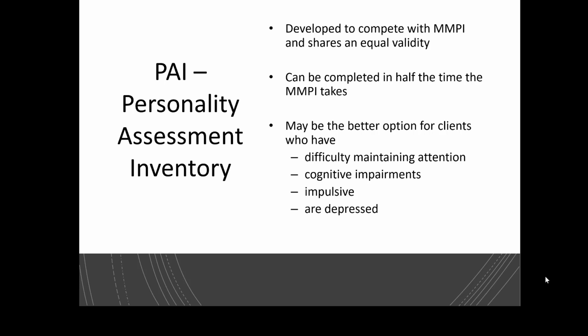Another objective personality test with about equal validity to the MMPI-2, and that can be completed in about half the time, is the Personality Assessment Inventory, or the PAI. This inventory provides a significant advantage for clients who find it difficult to sit and concentrate for extended periods of time, such as individuals with a cognitive impairment or those challenged with depression or impulsivity.